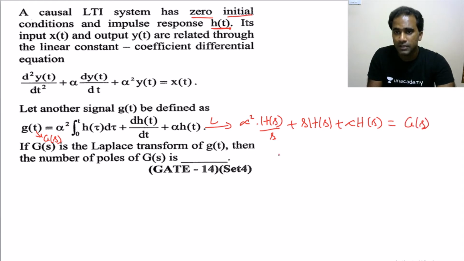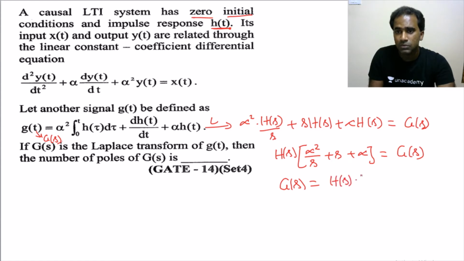Now if you observe carefully, if you take capital H of s common, what is left inside is alpha square divided by s plus s plus alpha, equal to g of s. So g of s is equal to H of s into, if you take s outside, alpha square plus s square plus alpha s. So we can write like this.